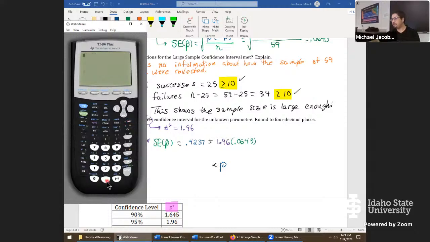Let's clear all that out. It's going to be 0.4237. So minus to get the lower bound, and 1.96. Open a parenthesis and put in 0.0643. And that should be our entire lower bound. It comes out at 0.2983 after rounding to 4.